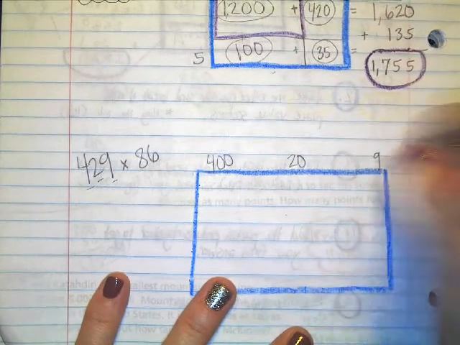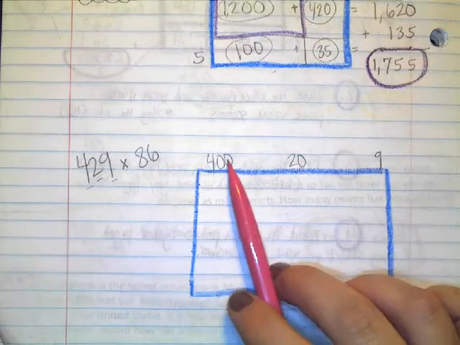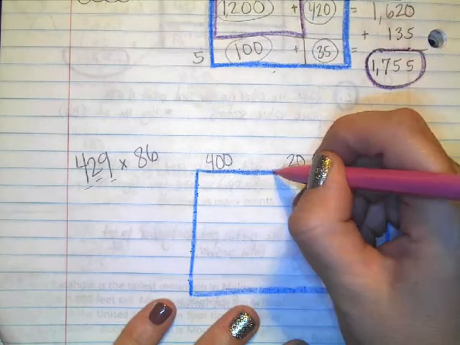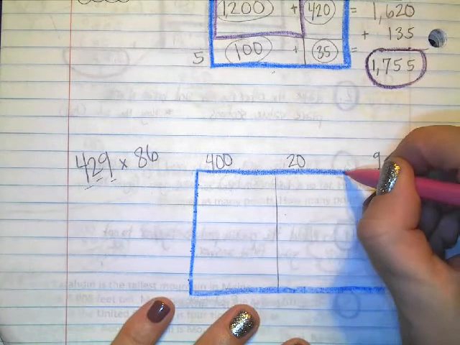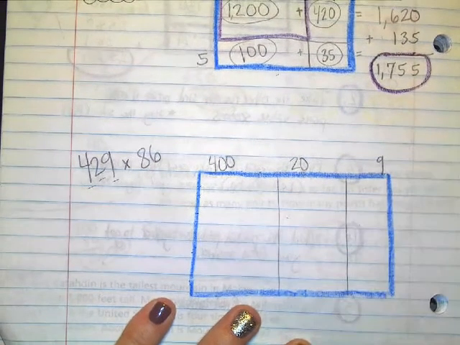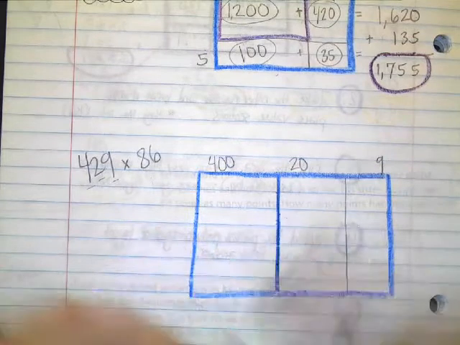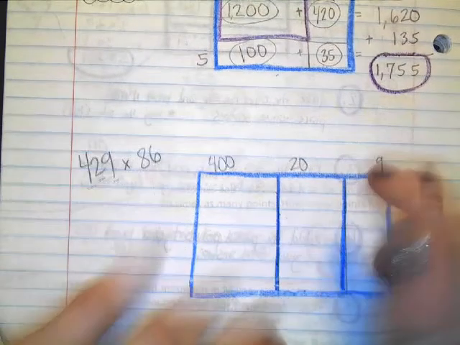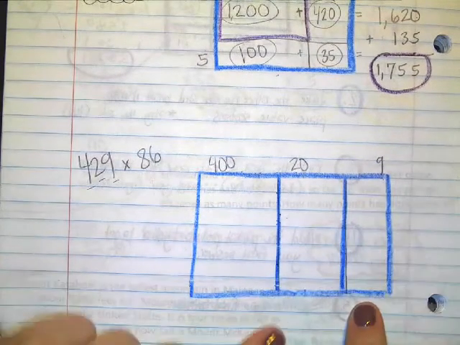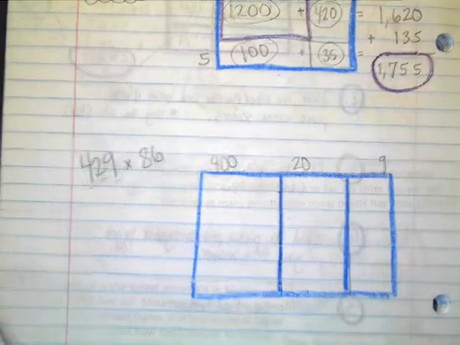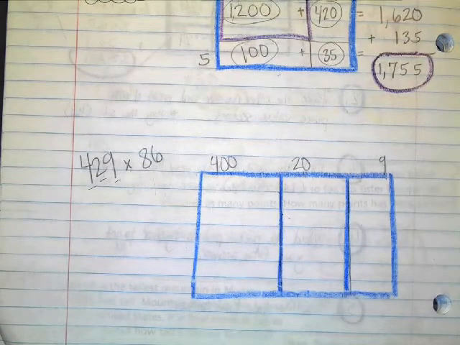Anyway, okay, so how do we break up 429? It sounds just like it. You need a 400, you need a 20, and you need a 9. So 20 is going to be in the middle, and 9. So you broke it up by place values. Here's the hundreds, here's the tens, here's the ones. So hundreds is bigger. So mine's going to kind of look like this.